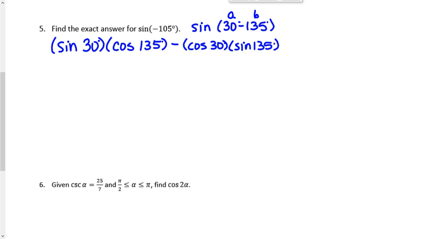All right. Can we figure out what the sine of 30 and the cosine of 30 and the sine of 135 and the cosine of 135 is? What is the sine of 30? 1/2. What is the cosine of 135? Negative, right? And you're getting all of this from your unit circle. What is cosine of 30? Right, rad 3/2, good. And what is the sine of 135? Right, rad 2/2.